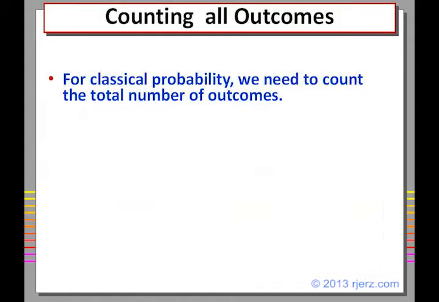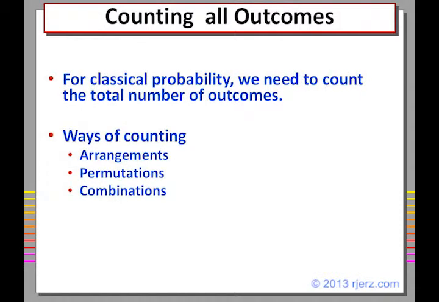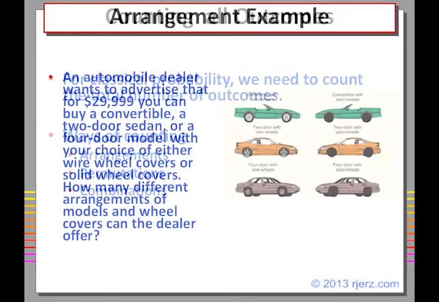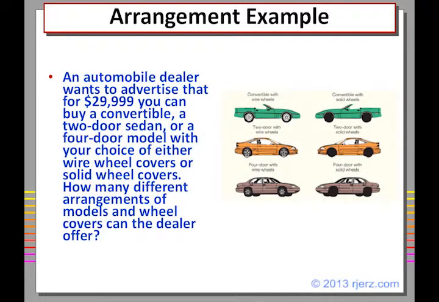For classical probability, we need to count the total number of outcomes. Let's learn about 3 ways of counting. They are arrangements, permutations, and combinations. Let's look at this arrangement example. An automobile dealer wants to advertise that for $29,999 you can buy a convertible, a 2-door sedan, or a 4-door model with your choice of either wire wheel covers or solid wheel covers. How many different arrangements of models and wheel covers can the dealer offer?